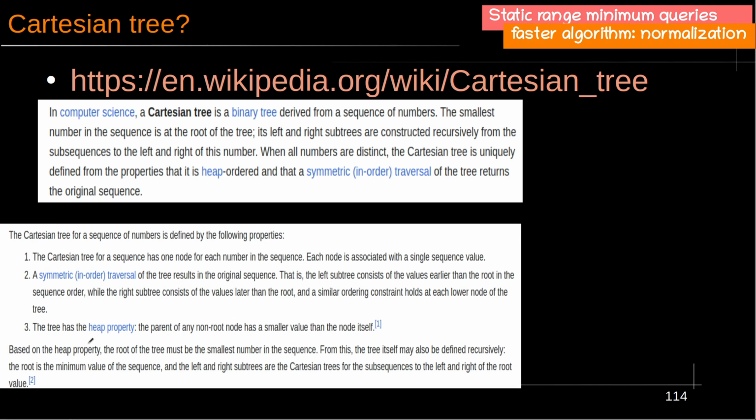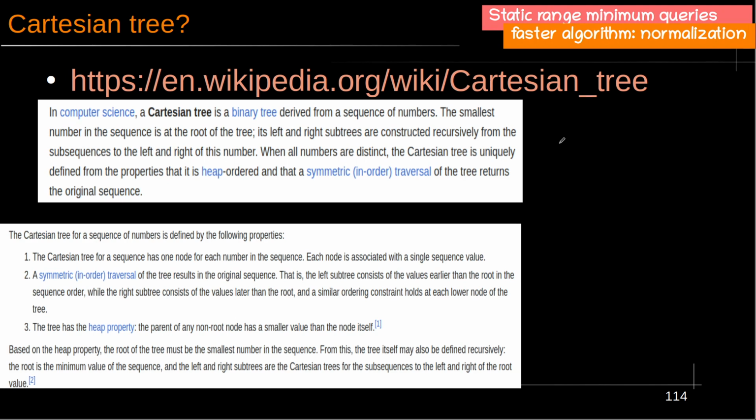So I can resume this. What's a Cartesian tree? A Cartesian tree is a representation of the original array. How will it represent it? First, it will respect the heap property. It will maintain the heap property.